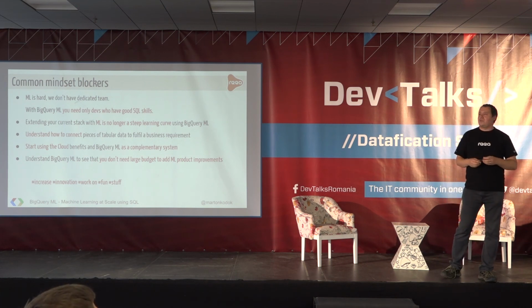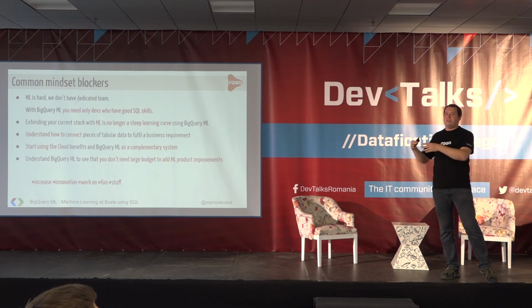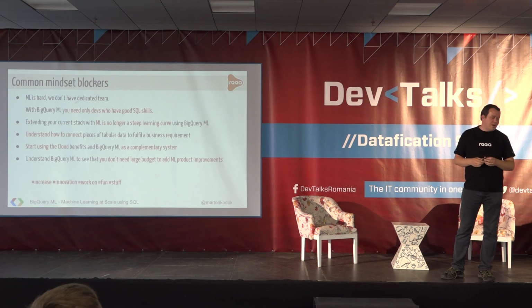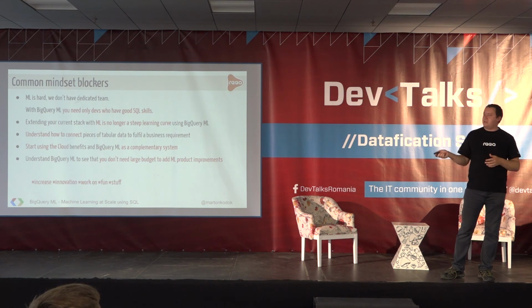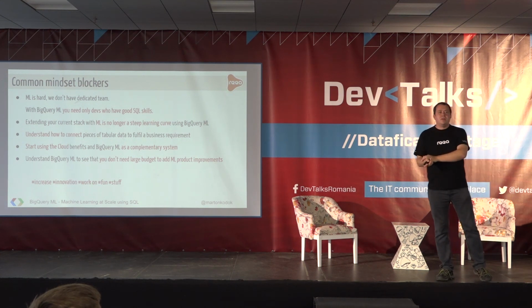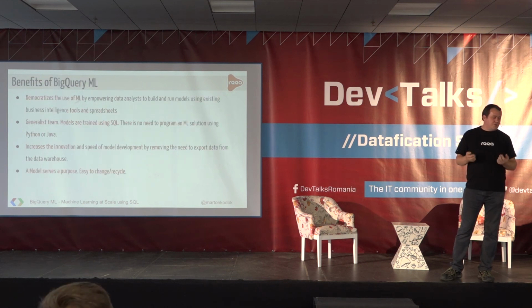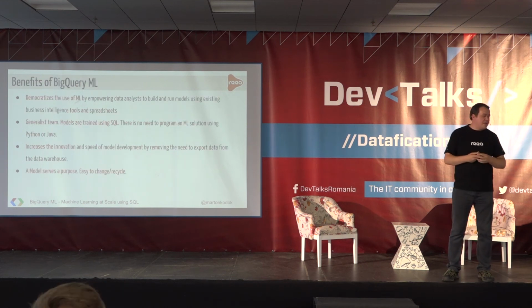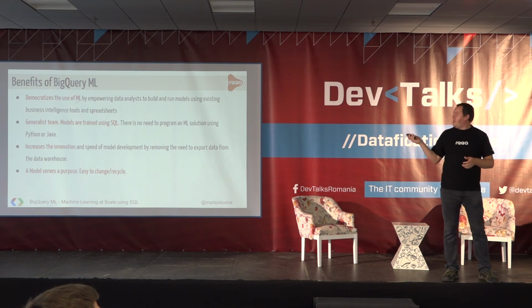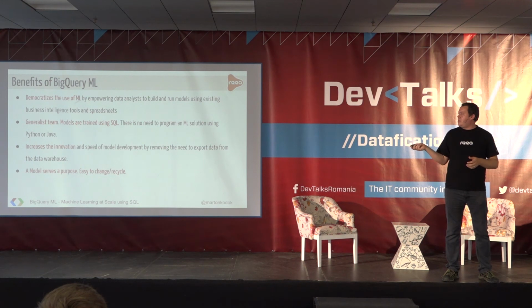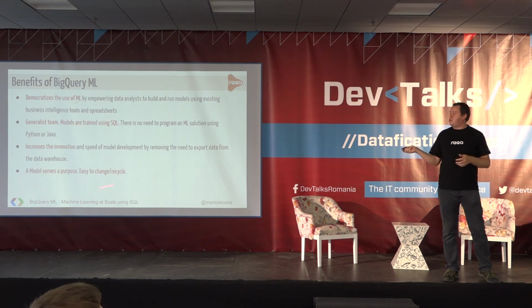You can understand how to connect tabular data and not just audio, video, and others. And you can start using cloud, because often the problem is that people don't open up to the cloud. But when you have these kinds of features, it is much easier to open up to the cloud. And increase innovation. As a last slide, the benefits of BigQuery: democratize the use of machine learning, general teams. You need general teams. You can increase innovation, and it's easy to change and recycle.